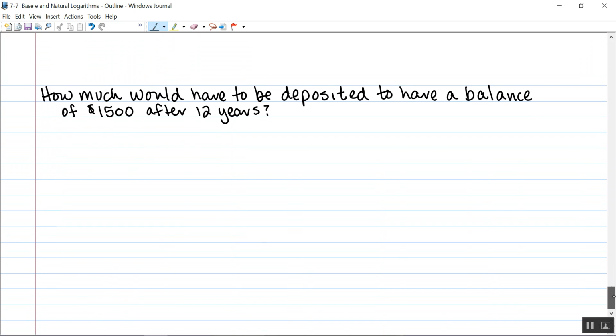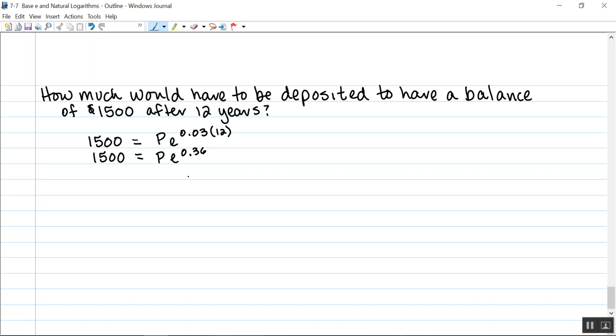And the last question is kind of related to that. How much would have to be deposited to have a balance of at least $1,500 after 12 years? So after 12 years, I need to have $1,500 in that account and the interest rate remains the same. So my balance is going to be $1,500. I don't know what my principal is. That's what I'm trying to find. How much do I have to deposit? And then e to the 0.03 times 12. So my interest rate remains the same, but I want 12 years. So that's going to be 1,500 is equal to P times e to the 0.36.